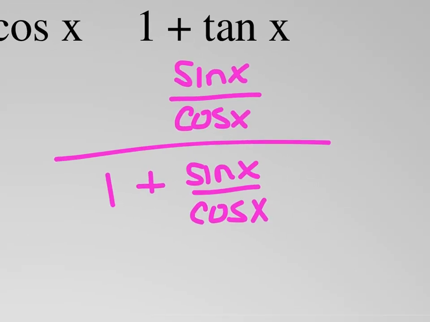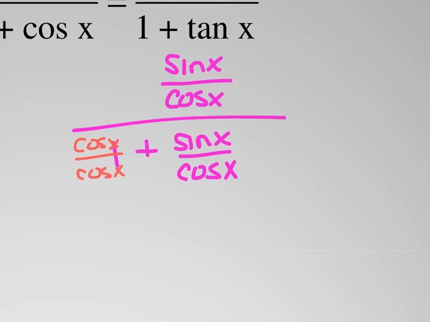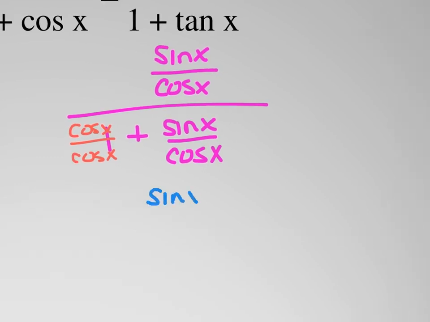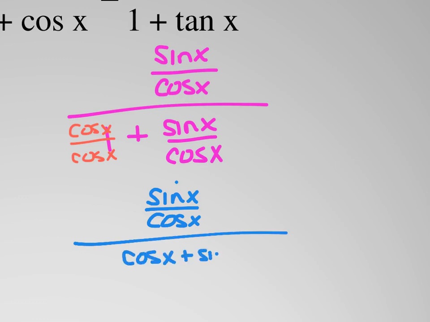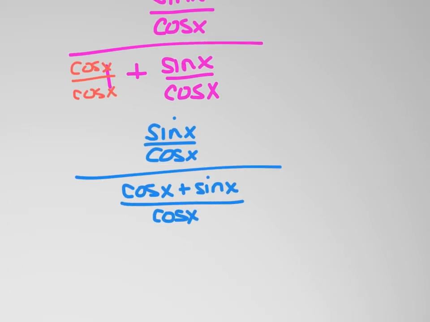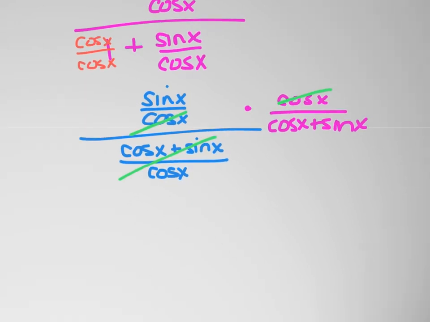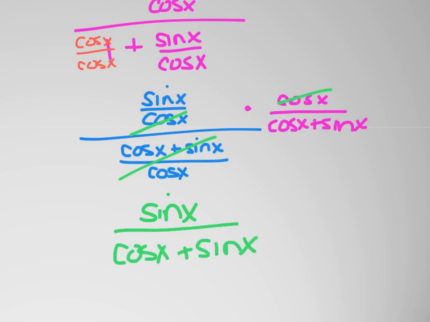All right, so then from here, I've got to make 1 cosine x over cosine x so that I can combine those two. And I end up with sine of x over cosine of x all over cosine of x plus sine of x over cosine of x. Now I've got a fraction in the top and a fraction in the bottom. So I can flip this. Cosine of x over cosine of x plus sine of x. My cosines cancel, this is gone. And I end up with sine of x over cosine of x plus sine of x.